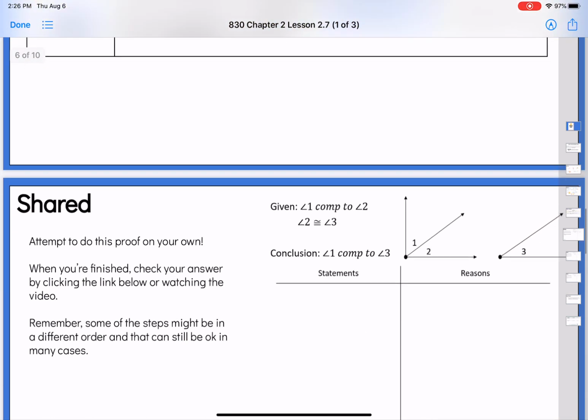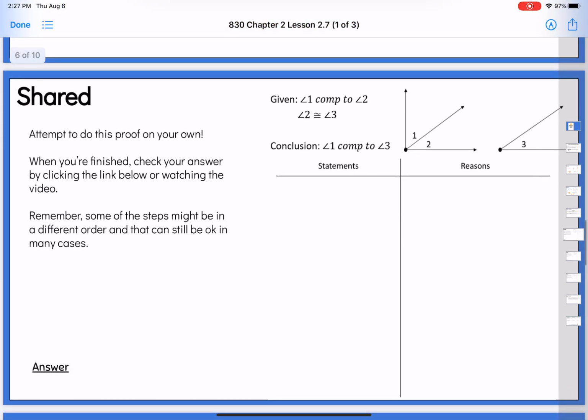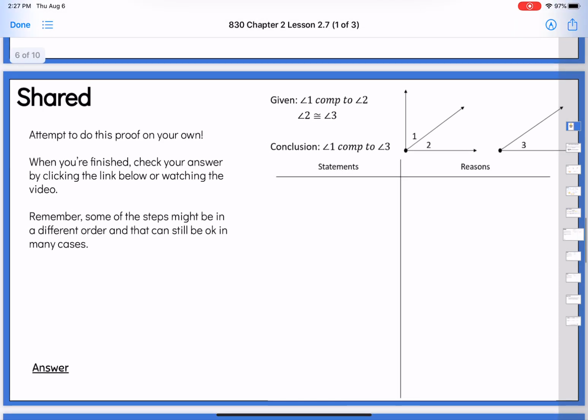Okay. So let's have a proof here. Now, I know it says attempt this proof on your own, and you surely could. I will tell you this one's a little bit tricky, so maybe you just want to watch the video on this one. You are given that angle 1 is complementary to angle 2. Okay? Angle 2 is congruent to angle 3. And our conclusion is that angle 1 must be complementary to angle 3. Let's walk through the steps here.